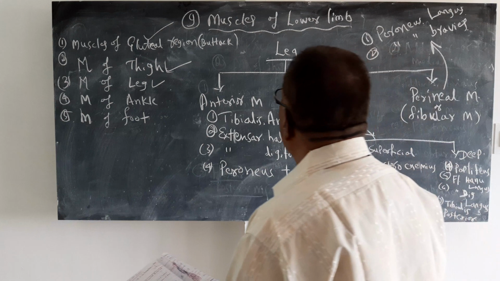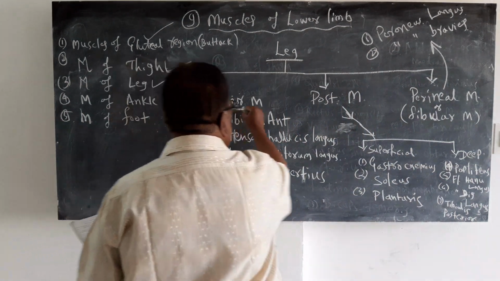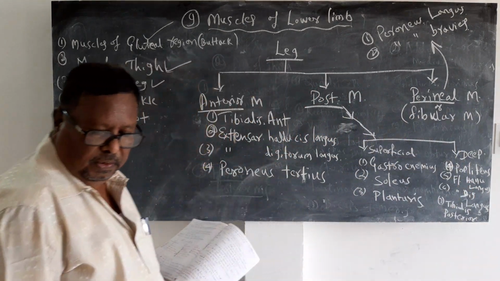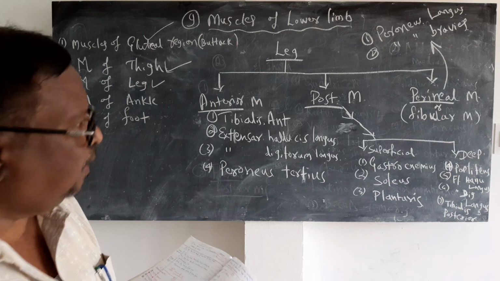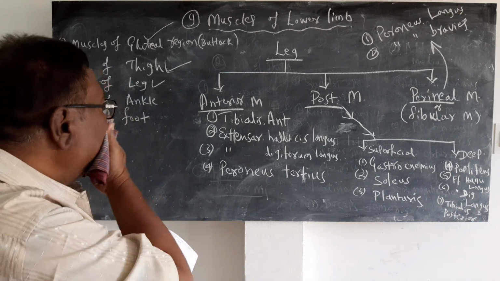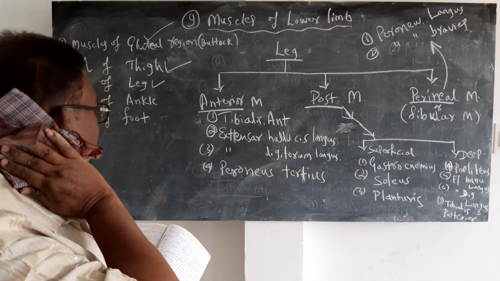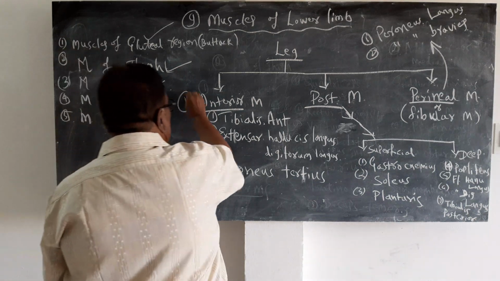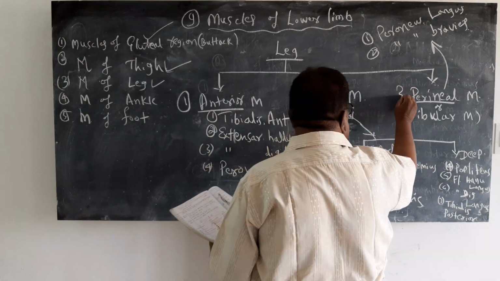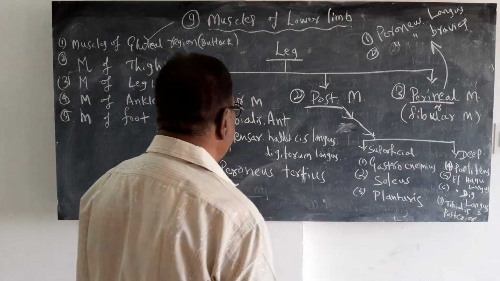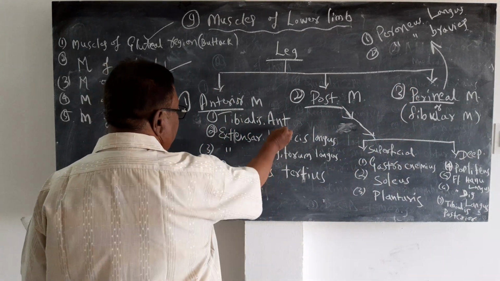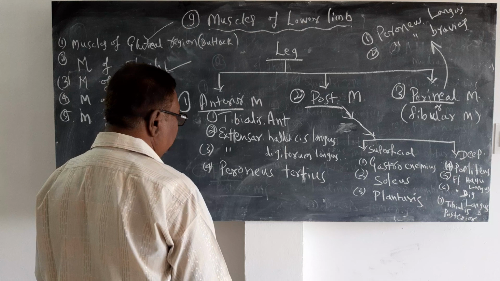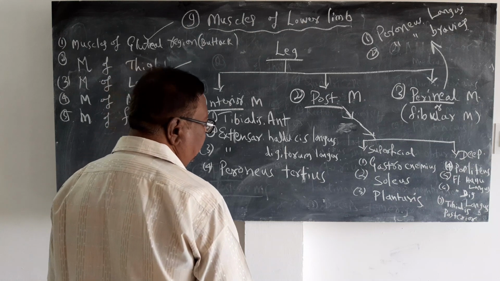So these are the leg muscles: anterior, posterior and peroneal. Three portions are there in the leg region. So the leg region contains three portions, the first one is the anterior, second is the posterior, and the third one is the peroneal. The anterior muscles are tibialis anterior, extensor hallucis longus, extensor digitorum longus, then peroneus tertius.